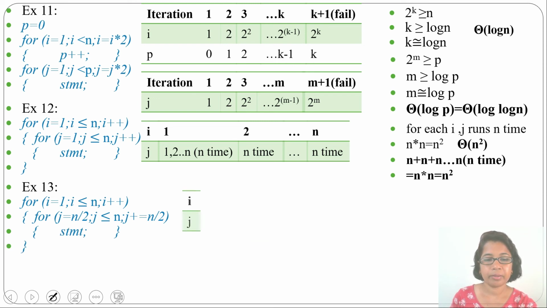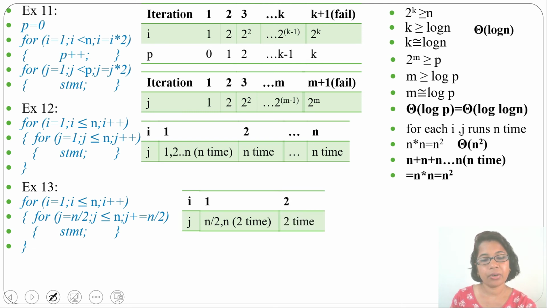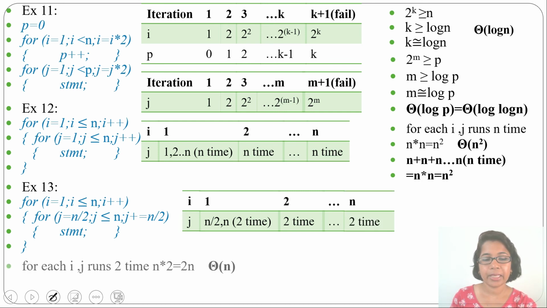I will take two variables, one for i, another for j. When i value is 1, j value will be n by 2. Then next time it will be n. So j will run 2 times. Next, when i value is 2, j will again run 2 times. Initially it will be n by 2, next time it will be n. So when i value is n, j will also run 2 times. So for each i, j runs 2 times. We can simply multiply n multiplication 2, that is 2n. 2n running time will be theta of n.